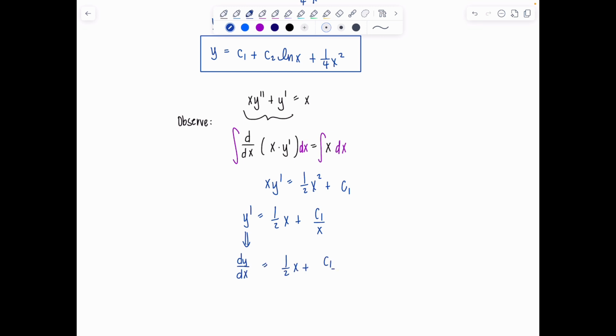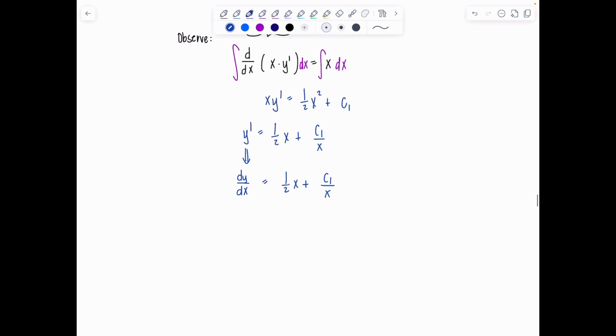Now we can make this separable, move the dx over. So dy is 1/2 x plus c1 over x dx. Integrate. Then we have y is 1/4 x squared plus c1 ln |x|. You would put absolute value of x unless you stated we're on the interval from 0 to infinity, then you could just put x, plus c2.